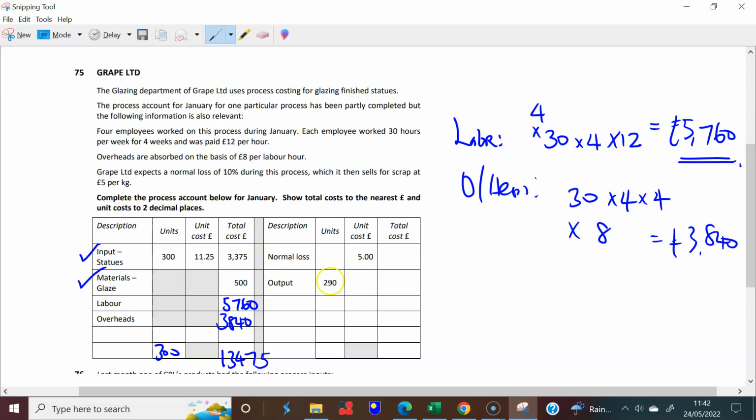Anyway, we're now told that we're expecting, oh, this could be interesting, we're expecting a normal loss of 10%. So, well, actually, let me be careful now because I think I know why they've given us a gap here. But let me just stop here. So we're expecting a normal loss of 10% on 300 units. So we're expecting to lose 30 units, right?